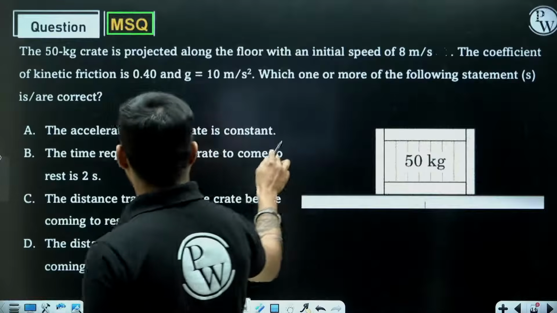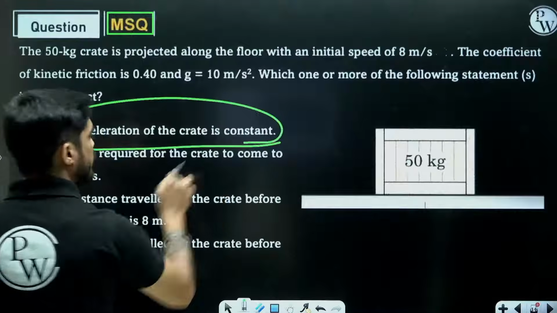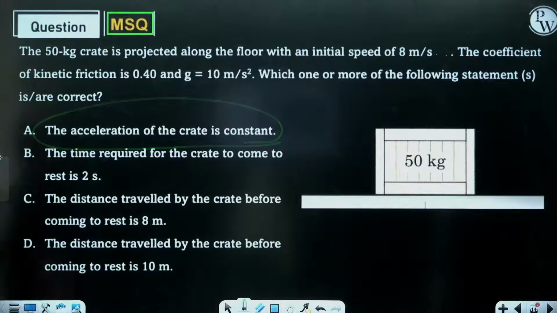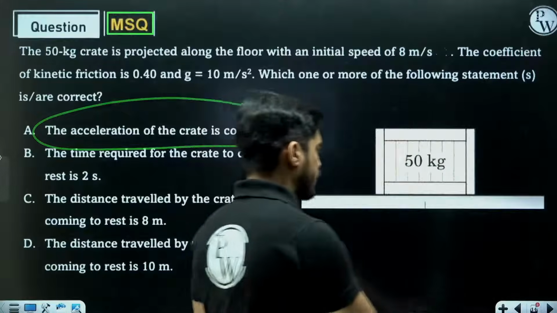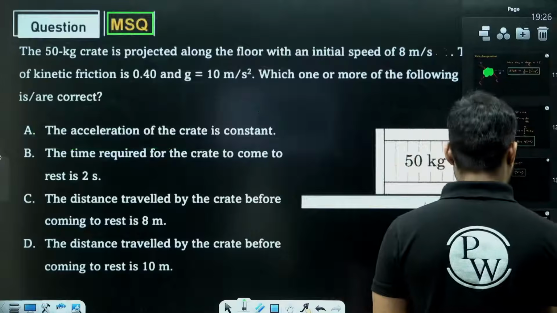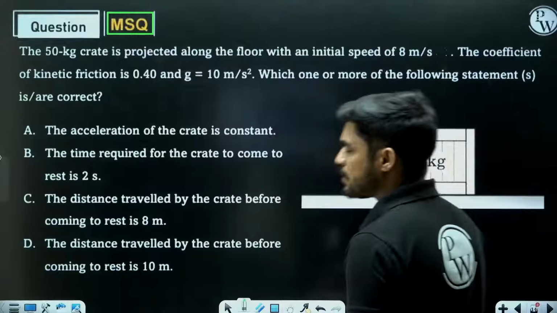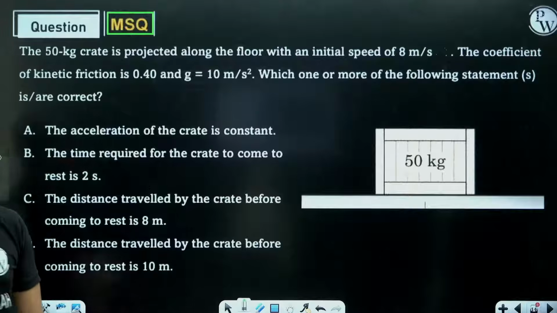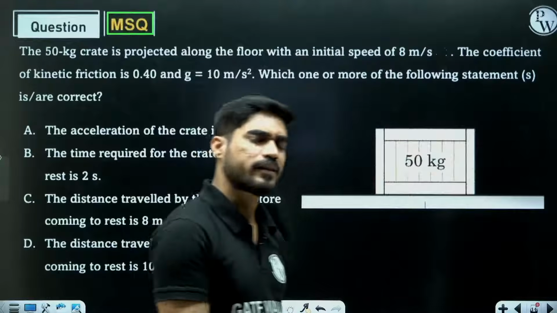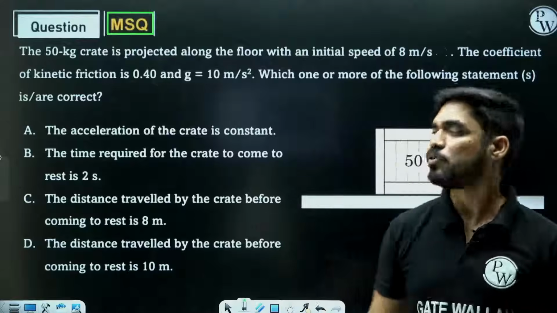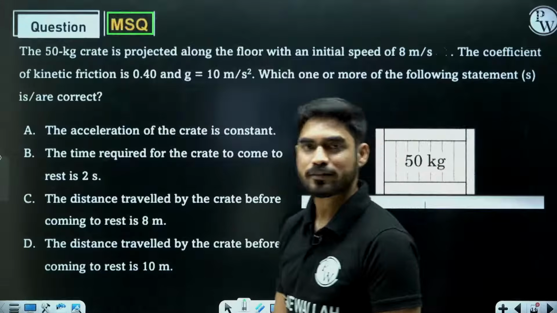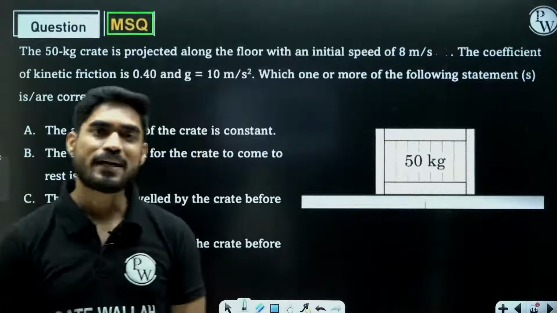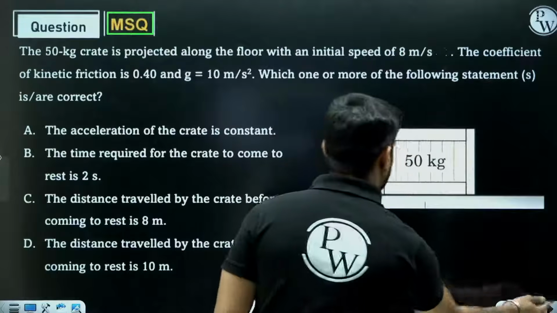The first statement is: acceleration of the crate is constant. What does this mean? If the acceleration is a function of time, it's not constant, and if the acceleration is not a function of time, it doesn't depend upon any other variable, it's constant. So how do we find out whether the acceleration is constant or not? Let's apply D'Alembert's method and find the acceleration.